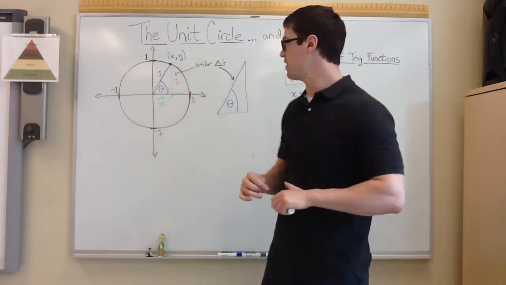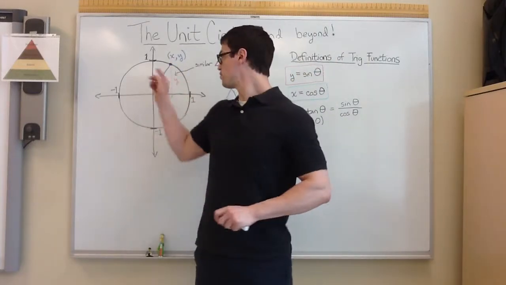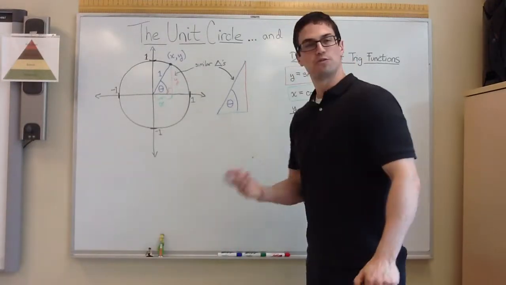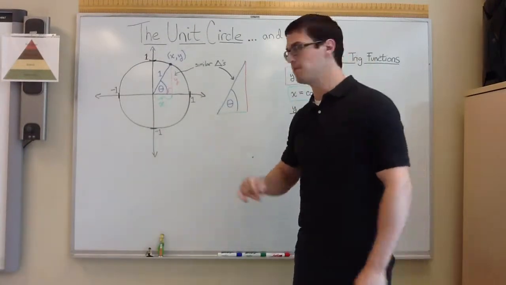But what happens if we have a hypotenuse on a right triangle that's not 1? That's any other number that we want. What should we do? That's what this whole video is going to be about.